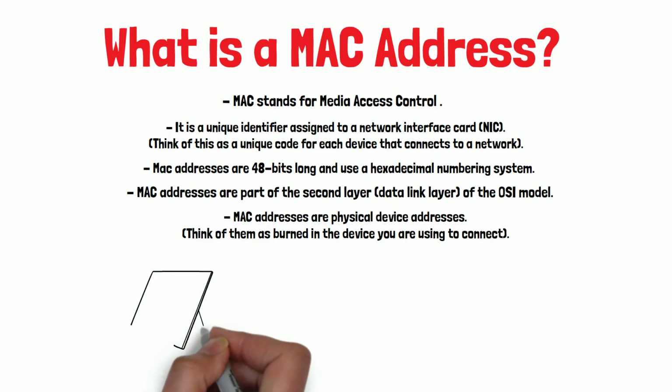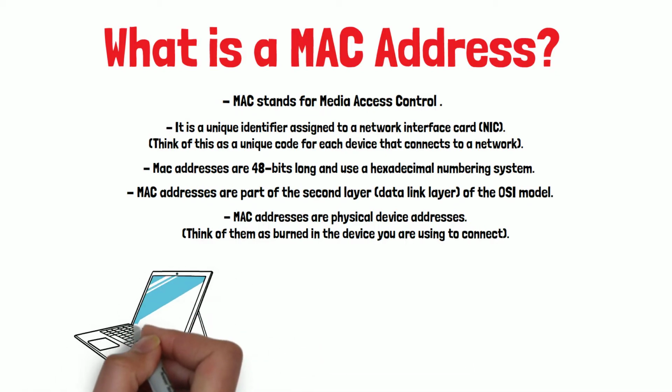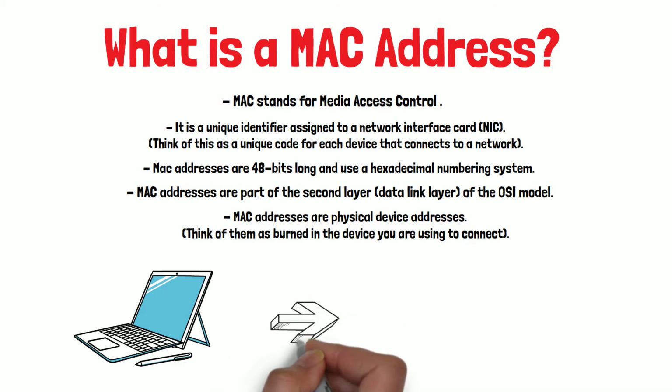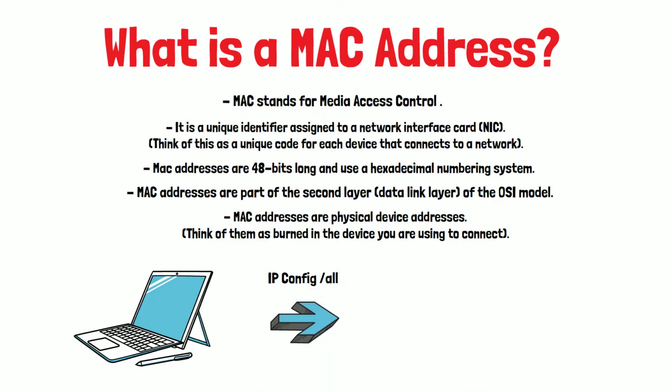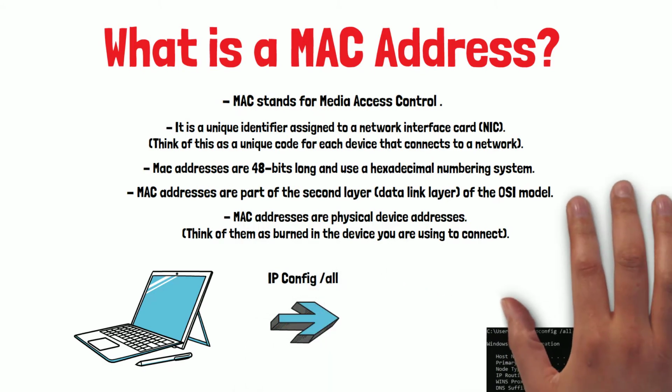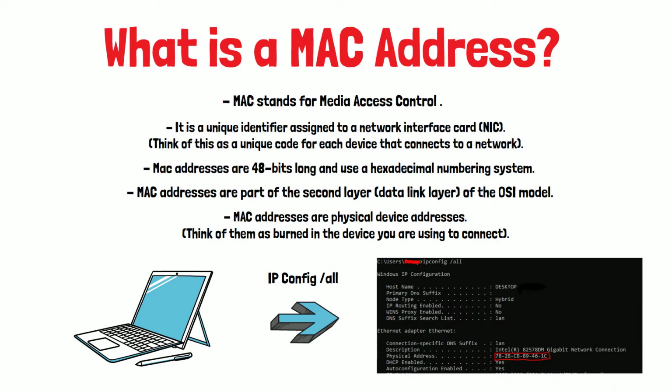In essence, it is. So let's look at this computer down here. If we were to open up a command prompt on this computer and then type ipconfig/all, we can look at the results and see that the physical address for this specific computer is 78-2B-CB-89-46-1C. That is the unique physical MAC address for that PC. You can actually do this on your computer as well. Go ahead and open up a command prompt, type that command in, and see what results you get.